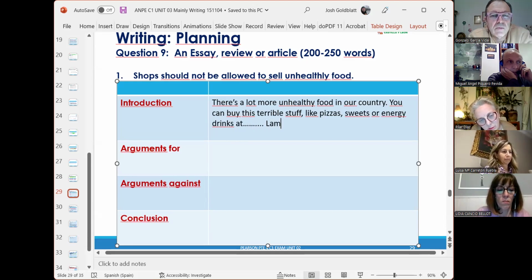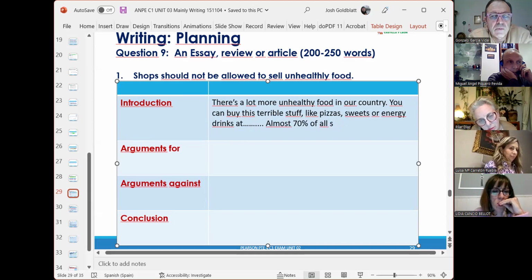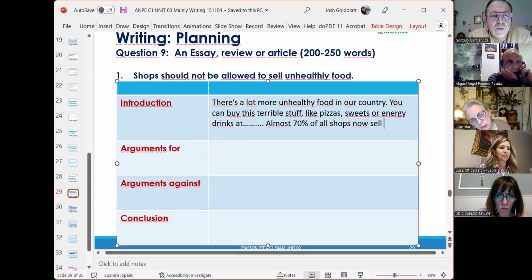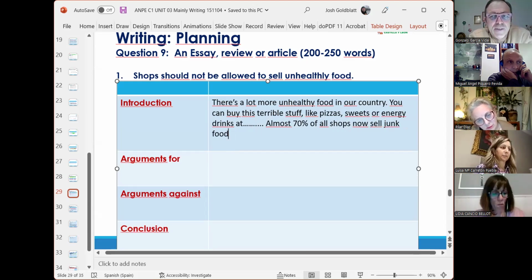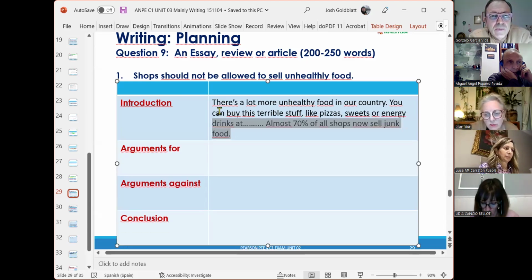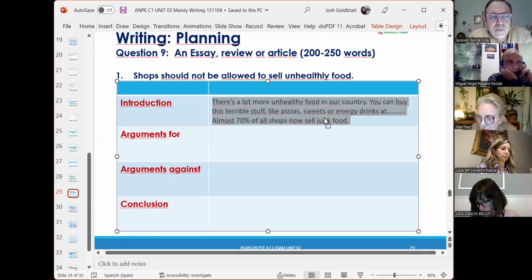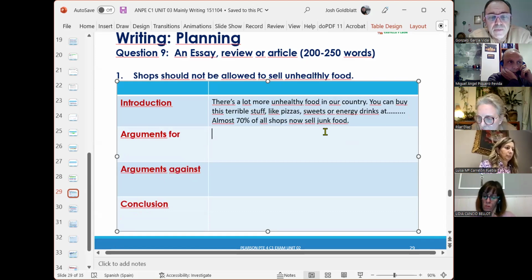Okay. And you could say almost 70% of all shops now sell. What's the synonym for unhealthy food? Fast food. Junk food. Okay, junk food. We don't know, it doesn't matter if that's completely true or not. But that's a perfect introduction.